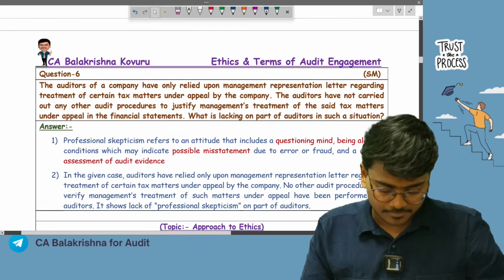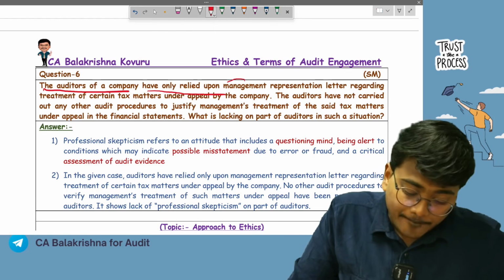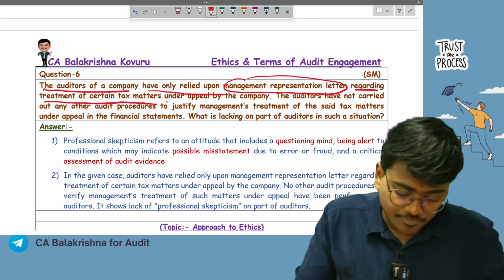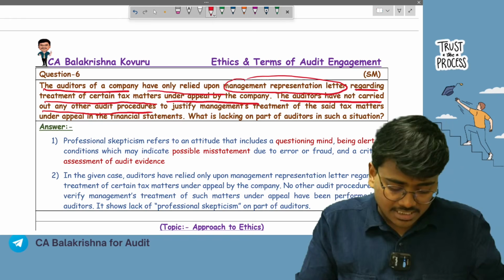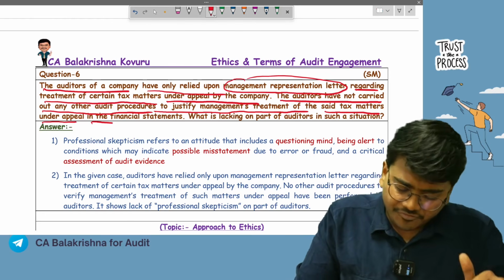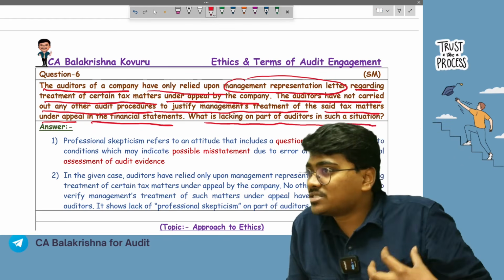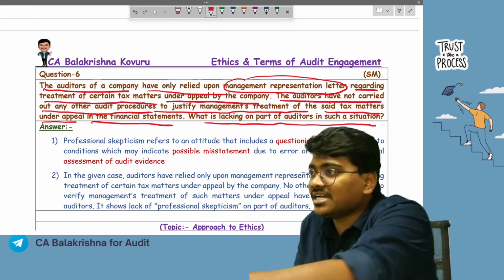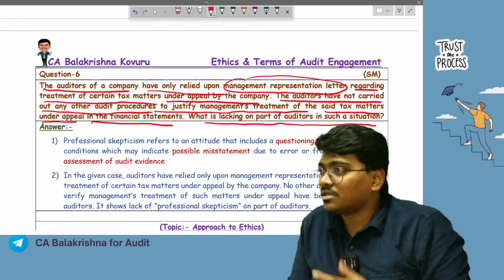Question number 6. The auditors of a company have only relied upon the management representation letter regarding treatment of certain tax matters under appeal by the company. The auditors have not carried out any other audit procedures to justify management's treatment of said tax matters under appeal in the financial statements. What is lacking on the part of the auditors in such a situation? Here they have relied only on the representation letter that the management has given. They have not performed any other procedure from their side. They have not tried to gather any other evidence apart from the management representation letter.